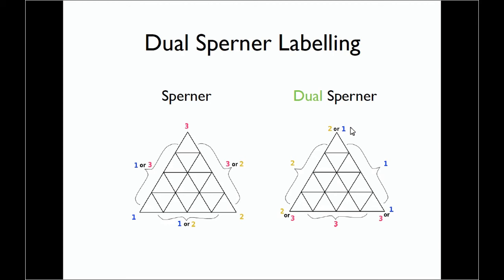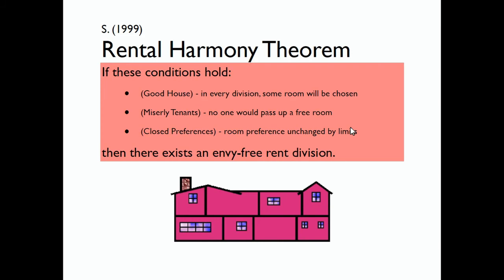And under those conditions, in fact, I could prove a theorem: basically, as long as you have three conditions, closed preferences just like before, and miserly tenants, nobody would pass up a free room. That's a condition you need. And of course, it's not always satisfied. For some houses, if you have a free closet, no one would choose it. You're going to have to pay somebody to live there, in fact, yes? But it also has to be a good house, which rules out a completely expensive house where every room is $1 million a month, right? Nobody would choose any room in that condition. As long as you have these three conditions, then there is an envy-free division of rooms.